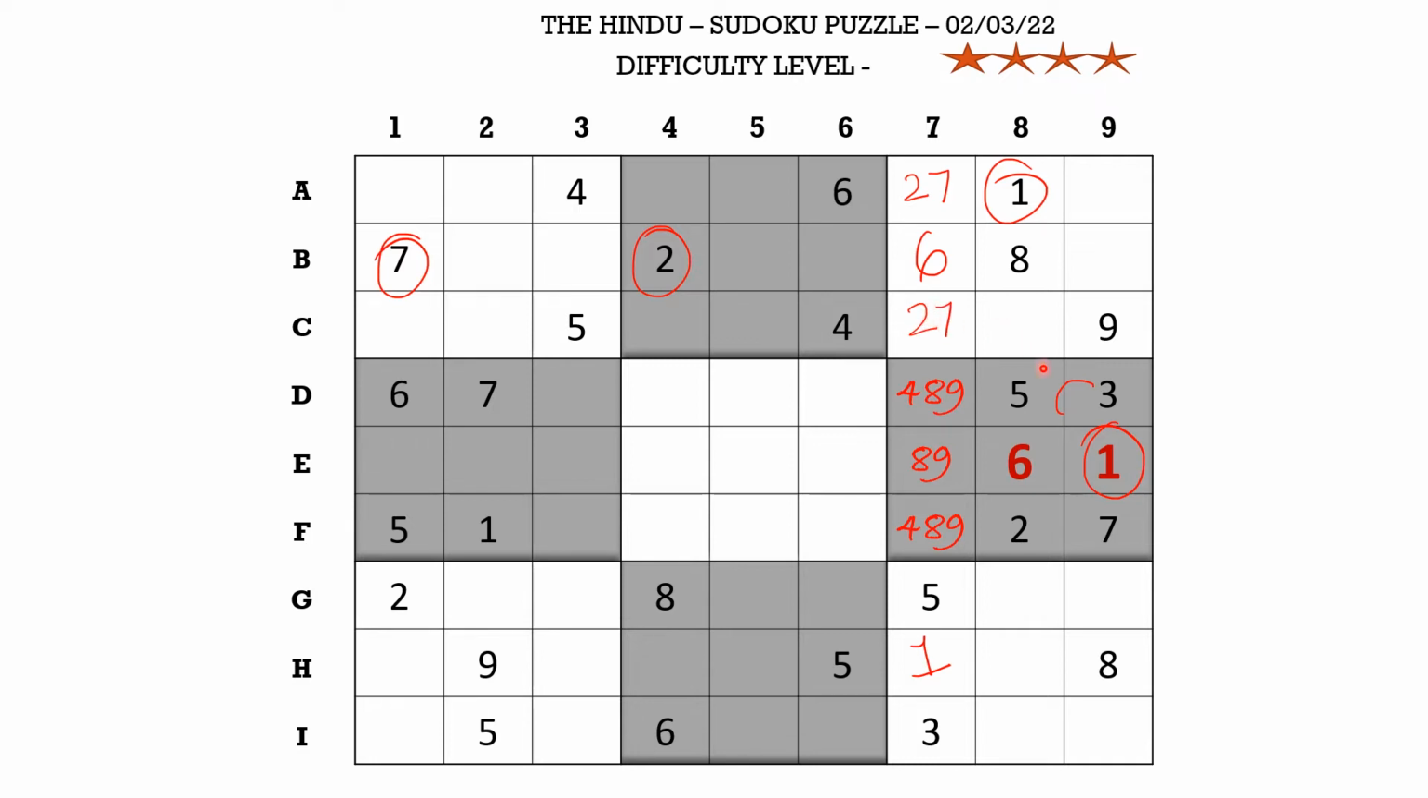There is a 3 here in column 9 which blocks these 2 cells. So 3 goes in C8. Now in this third block, the missing numbers are 4 and 5. There is a 4 here in A row which blocks here. So A9 takes 5 and B9 takes 4.